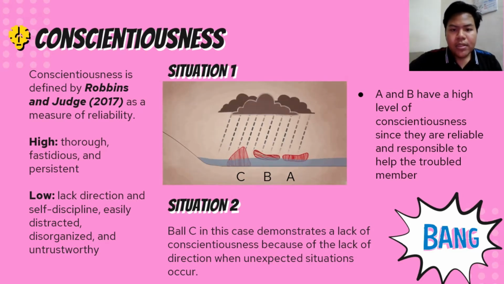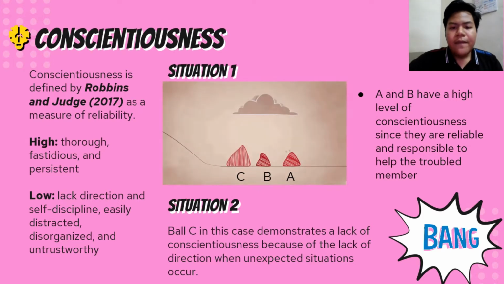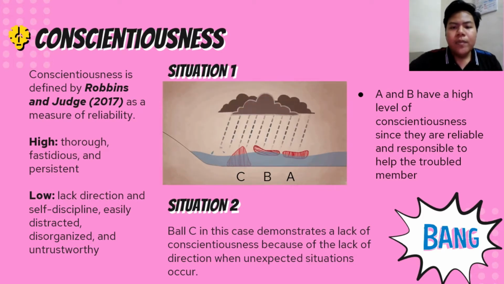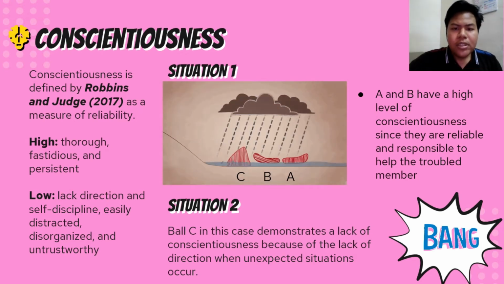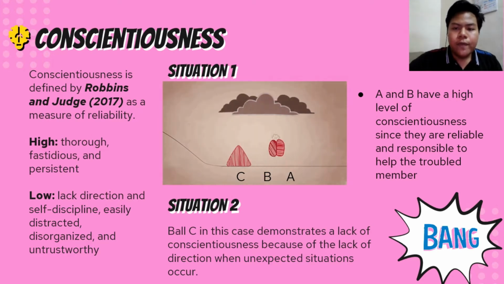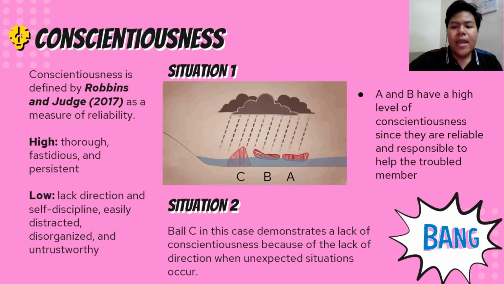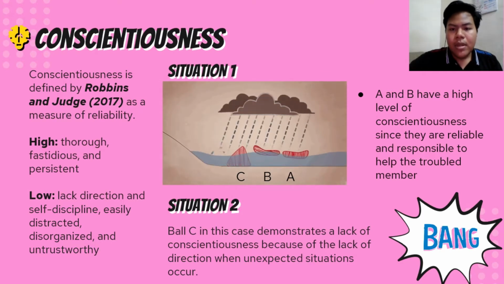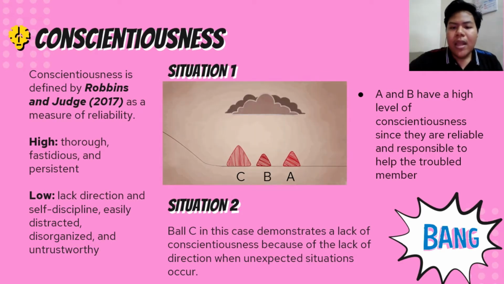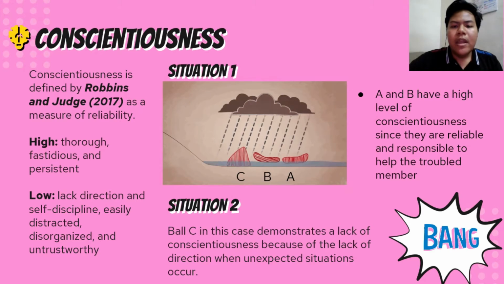In this situation, excessive rain and flooding demonstrate the conscientiousness of the balls. Balls A and B transform the shape to a flat boat-like shape, allowing them to float and survive the flood. Ball C, on the other hand, did not change its shape, but luckily balls A and B helped it to float. Thus, we can say that balls A and B have a high level of conscientiousness since they are reliable and responsible to help the troubled member, while ball C in this case demonstrates a lack of conscientiousness because of the lack of direction when unexpected situations occur.